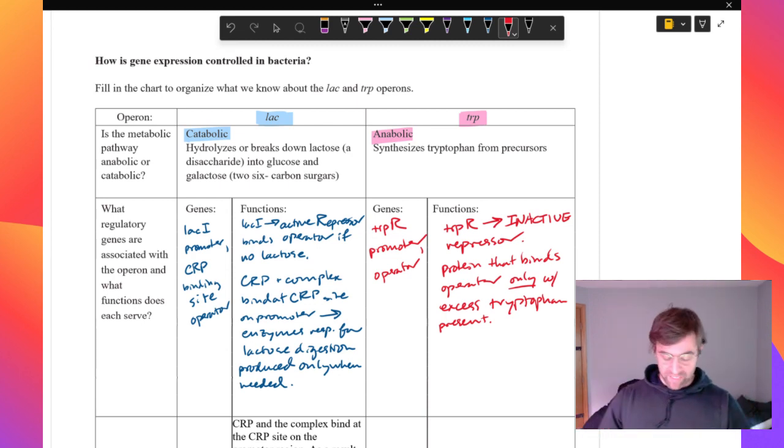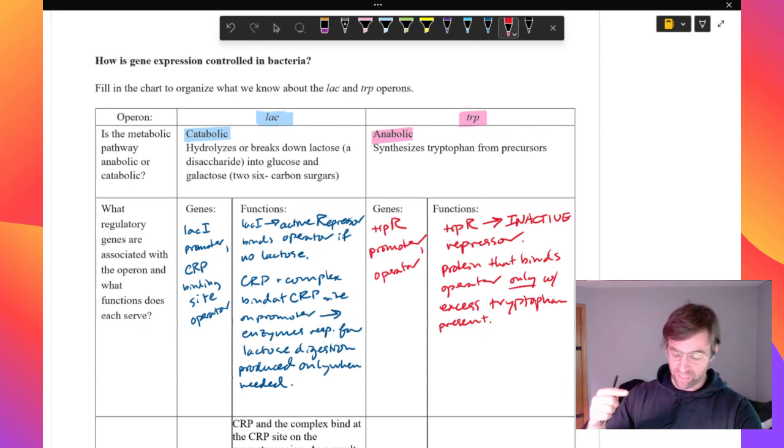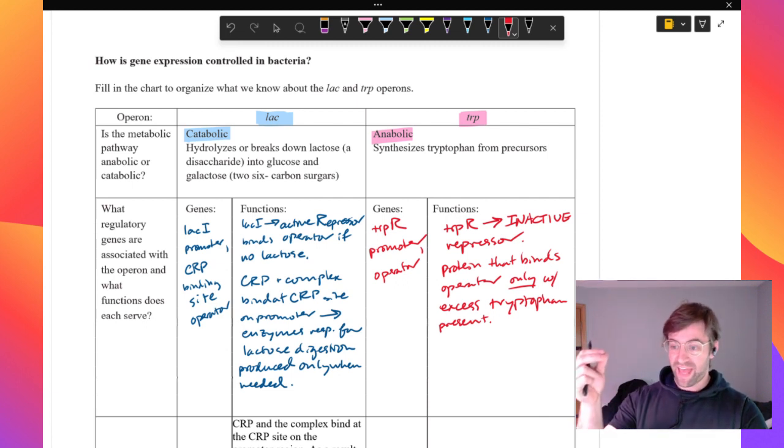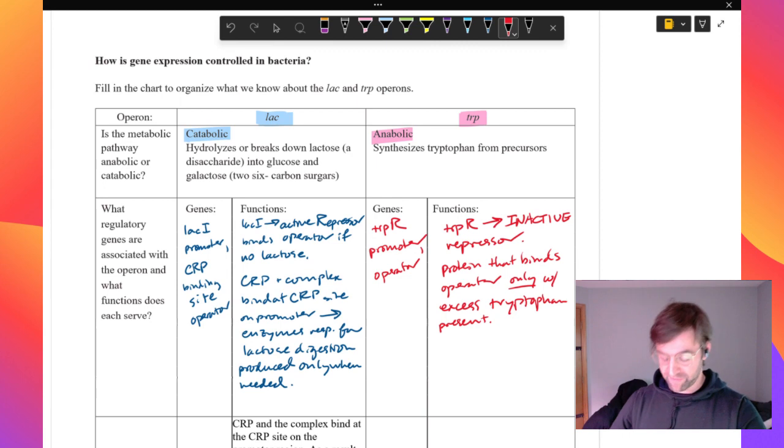So by contrast, in this anabolic process, we need a lot of tryptophan around. It's normally active, right? Yes, but tryptophan, the substrate, the product that we're interested in, when present, activates the repressor, which turns off tryptophan production. So RNA polymerase binds at the promoter site and transcribes the genes for making tryptophan as long as tryptophan is not in excess.